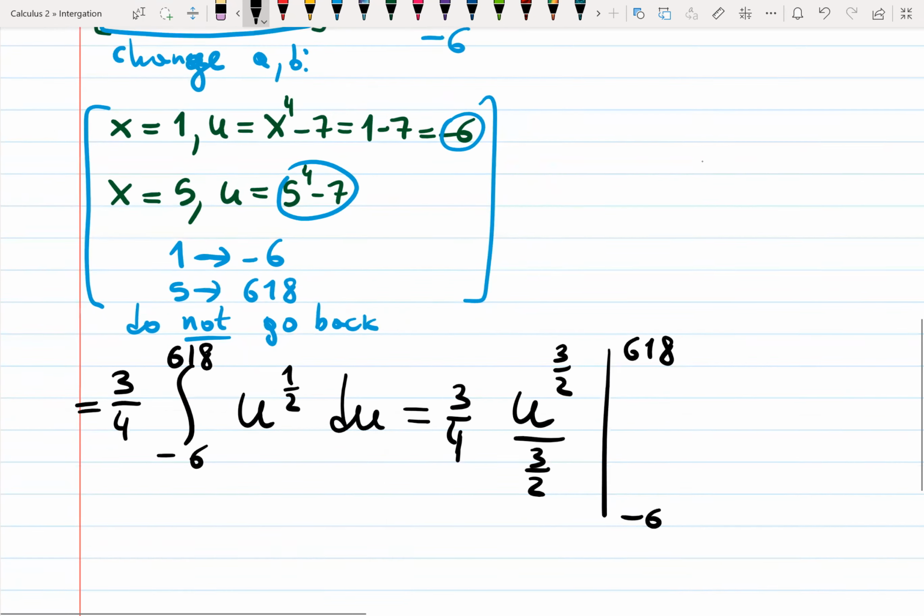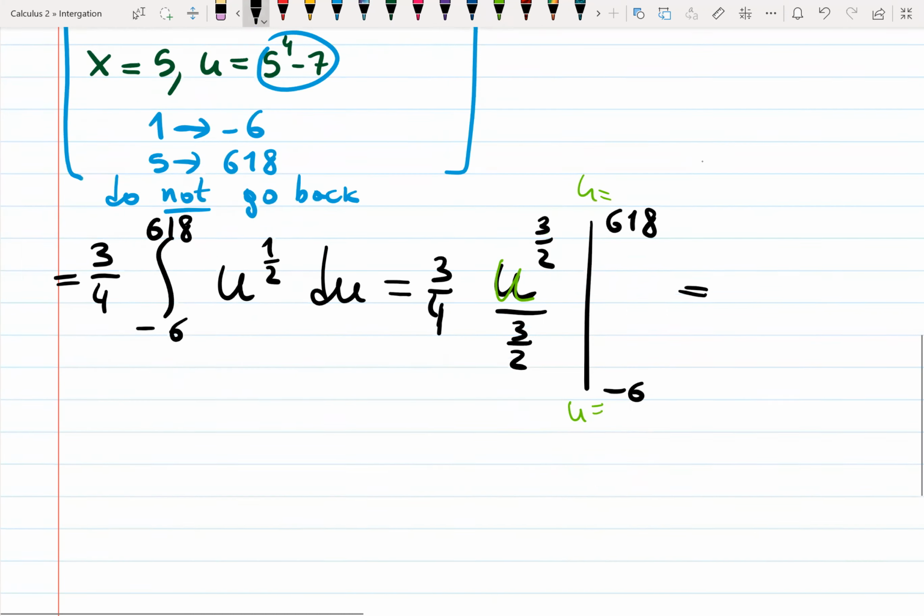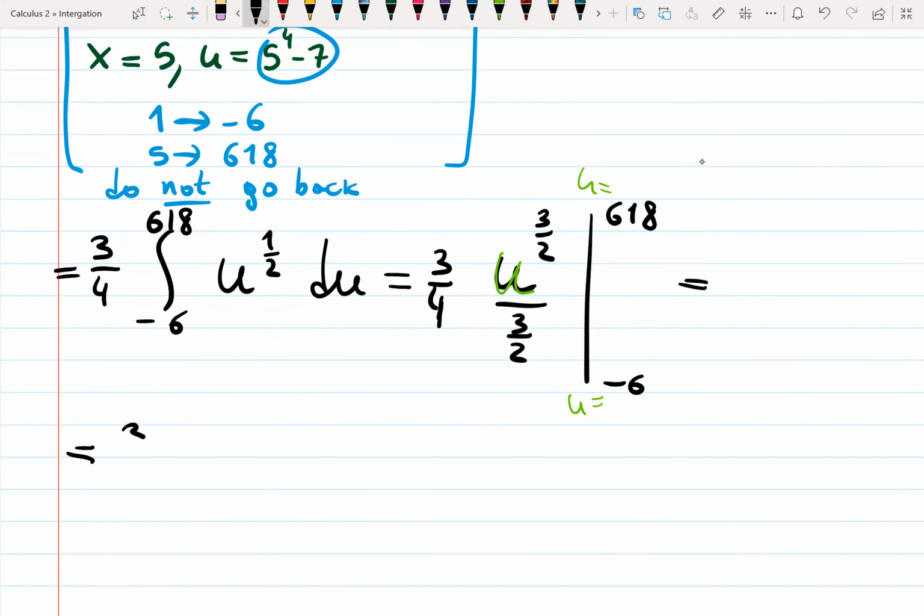This is the moment when you should not make a mistake. We don't go back to X because, let me check, this is U, 6, 18. And this is U, minus 6. Matches. If those numbers don't match, then you have to make them match, which means to go back to the original variable. But now I just plug top minus the bottom.